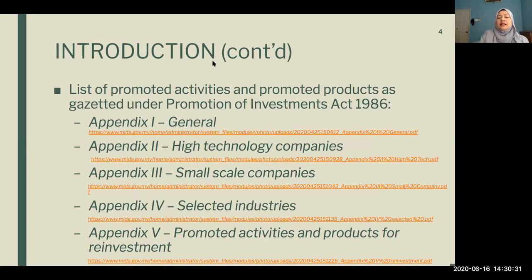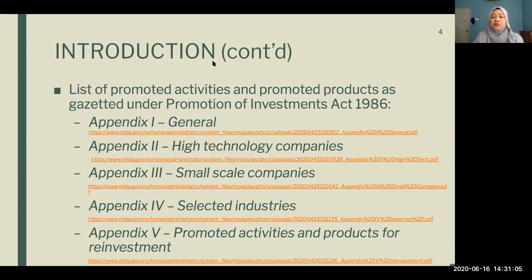Then a list of promoted activities and promoted products is gazetted under the Promotion of Investment Act. There are many. Appendix 1 is the general one, others are for high technology companies. They list which are high technology companies, what the activities are, for example, what products fall into that category. We have small scale companies, selected industries, promoted activity, and promoted products for reinvestment. All these are given in the list, issued by the Inland Revenue Board, and the list is updated from time to time.